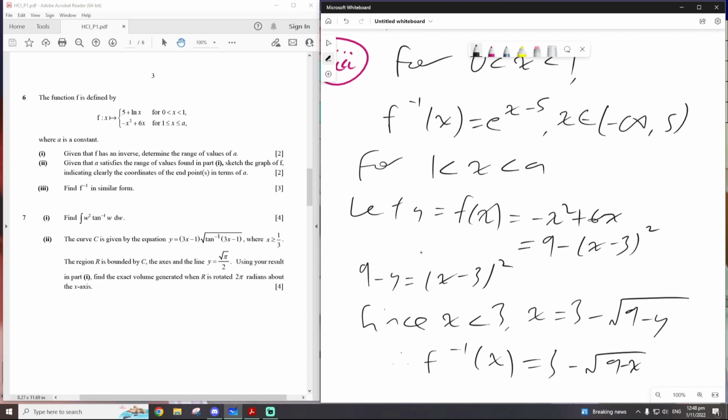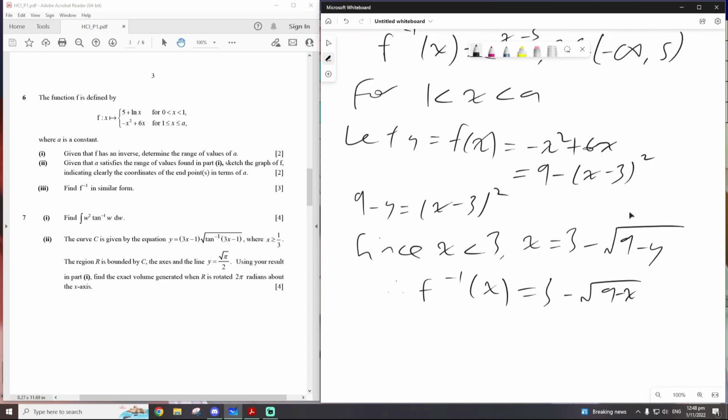And what is the domain? Once again, it will be the range of the original function, not R, sorry. So that will include 5 and 6a minus a squared. Okay.